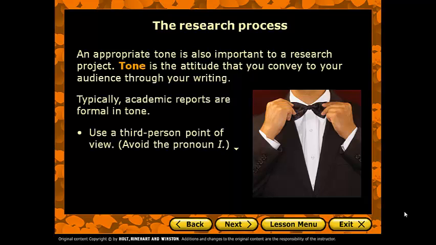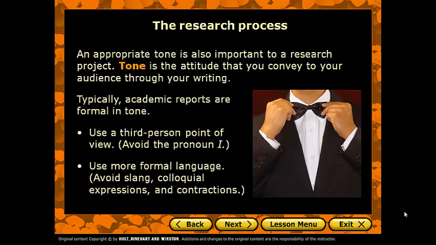A formal tone means you talk in third-person point of view. You avoid all personal pronouns, I, me, my. You avoid all pronouns of you and your. You use only third-person point of view. And then you're going to use a more formal language. You avoid slang. You avoid colloquial expressions. Remember, colloquial is the use of everyday language. And you avoid contractions. You can't use words like can't, don't, didn't, shouldn't. Those kind of things you're going to leave out.